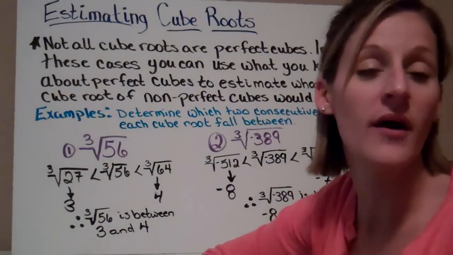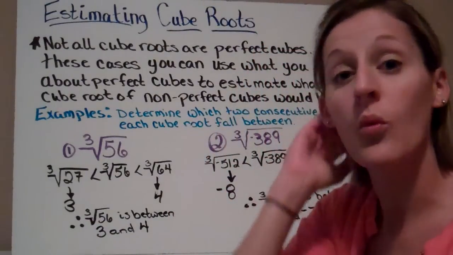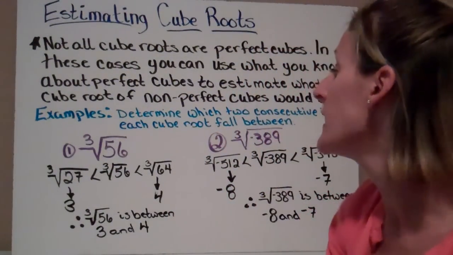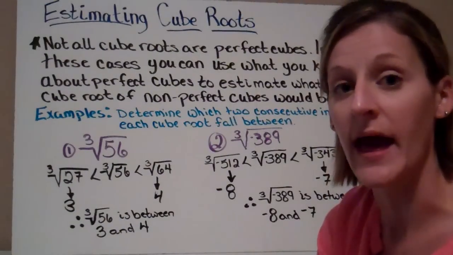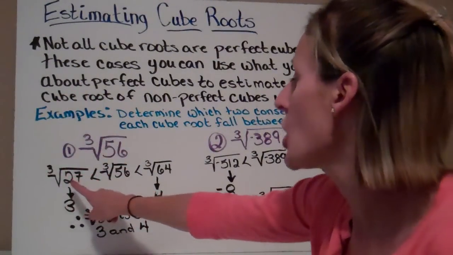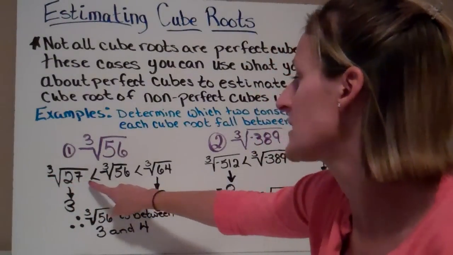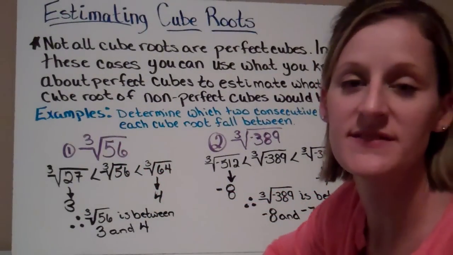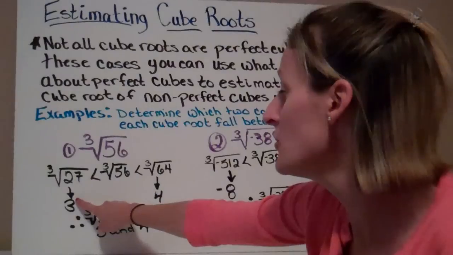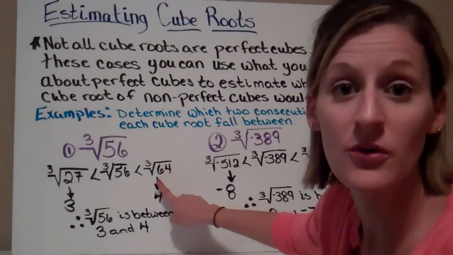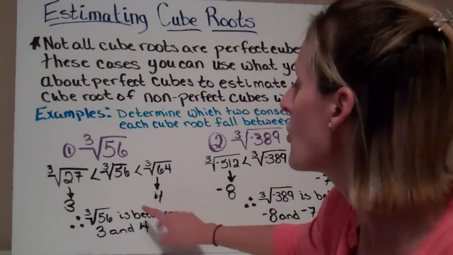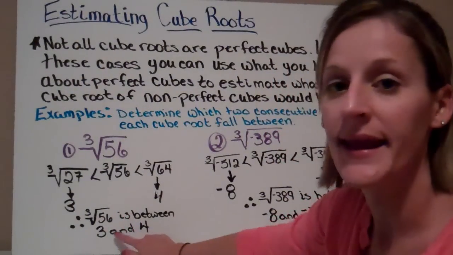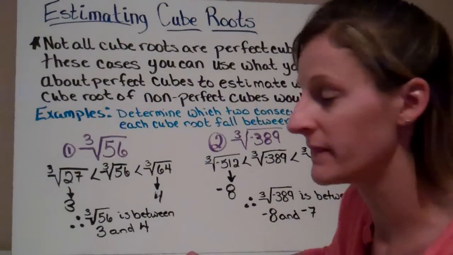So I've got the cube root of 56. Well, we said one perfect cube was 64. And another perfect cube right below that would be 27. So the cube root of 27 is going to be a little less than the cube root of 56, which is a little less than the cube root of 64. The cube root of 27 is 3, and the cube root of 64 is 4. So this cube root of 56 is going to be between 3 and 4, some number between that.